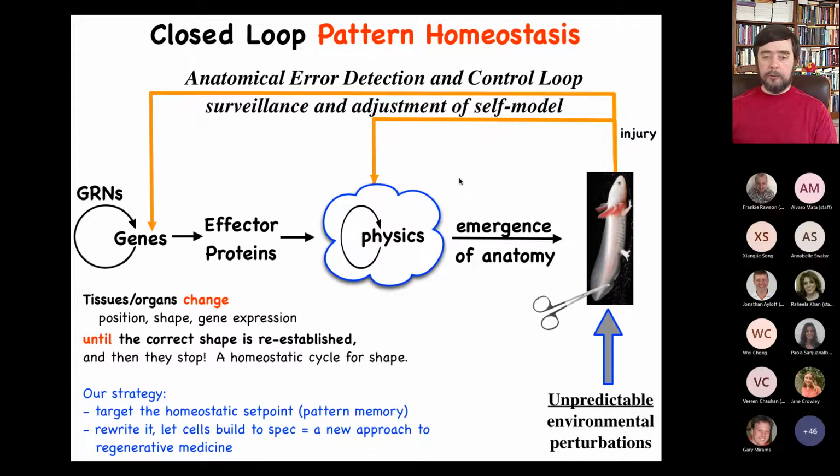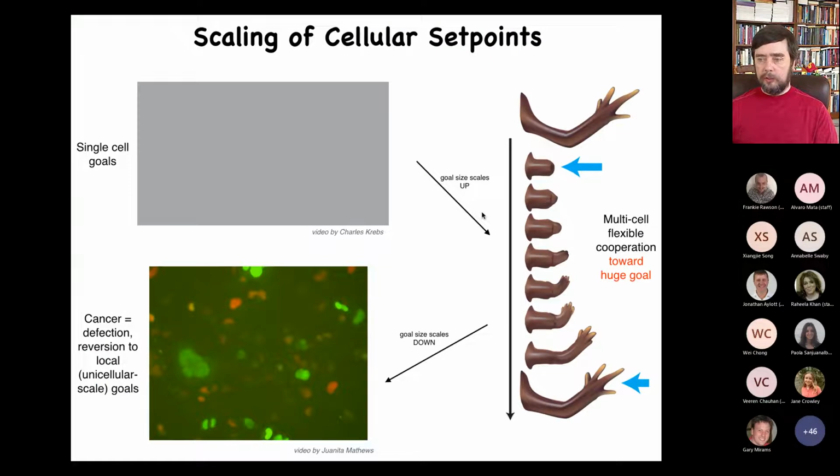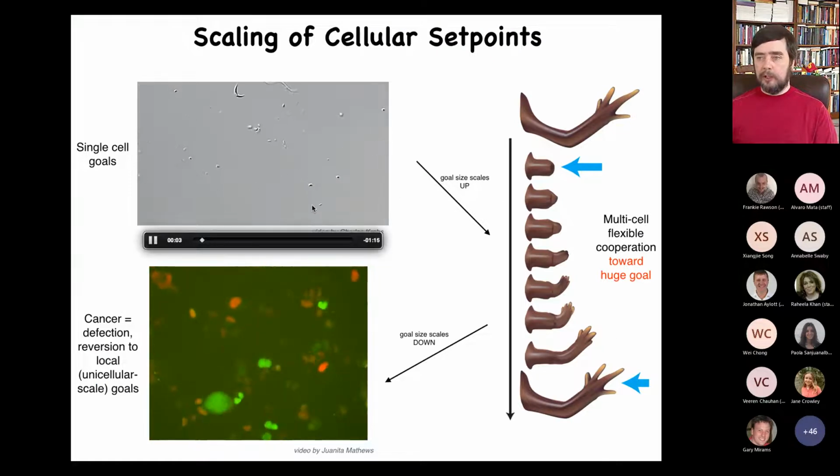And so what we've been doing, and what I'm going to show you, is trying to understand how the system remembers what the correct pattern is. And I'm going to argue that bioelectric networks are a really key part of this whole process. But one of the crucial things here is that the whole system works towards a specific goal, that goal being a location in anatomical morphospace, which is the correct pattern for that species.